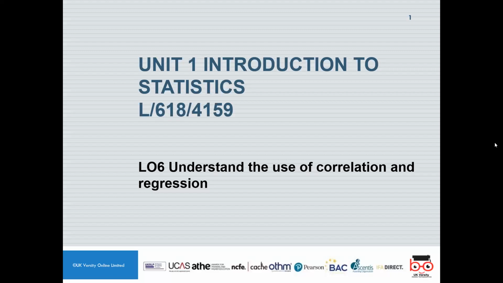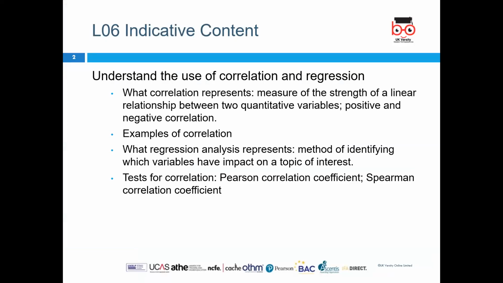Hello everyone. Today we will be covering the last learning outcome in this introduction to statistics course. So today we will be covering the use of correlation and regression. In this session, we will cover what correlation represents, the measure and strength of linear relationship between two variables, and the different values of correlation, basically positive, negative, or zero correlation. We will also look into some examples of correlation.